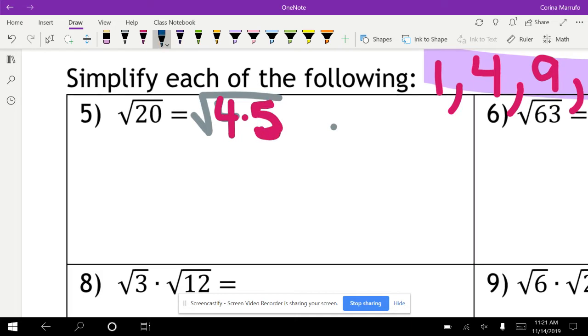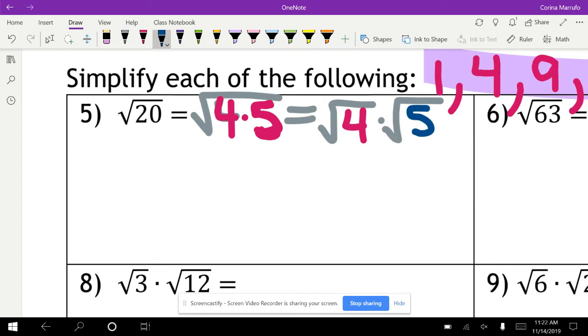Okay, now we can take the square root of 4 and get a whole number. And so we're going to split it into two different square roots. One's going to be the square root of 4 times, the other one's going to be the square root of 5.